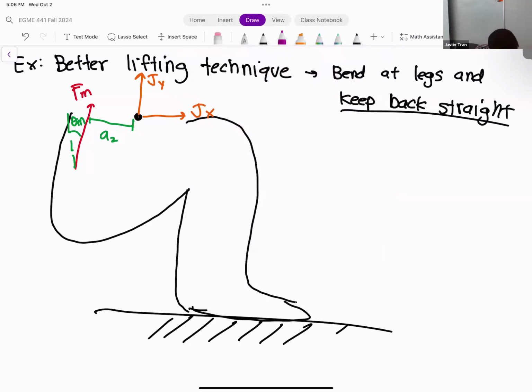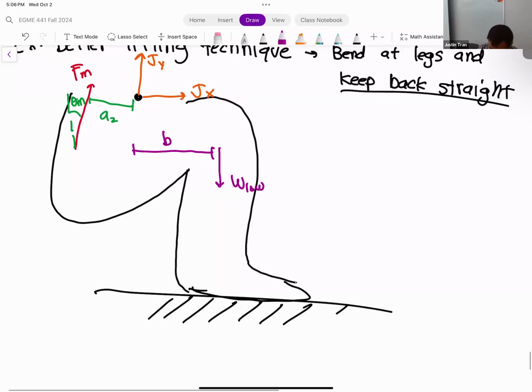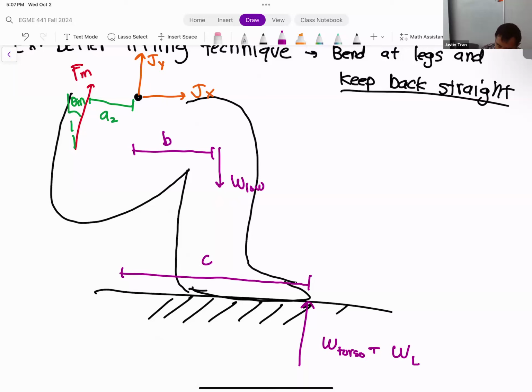And then besides that, we have the weight of the lower extremity acting there. This distance, once again, is B. And then just to keep things even, let's say that we're lifting the exact same load. So we have the weight of the torso plus WL. And this distance will be C. So, just to compare apples to apples here, we're going to try to keep as much of this the same as before.